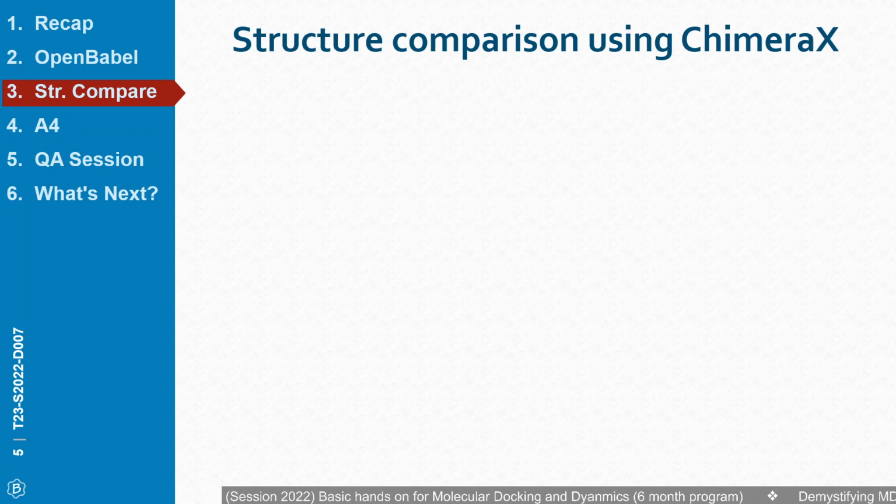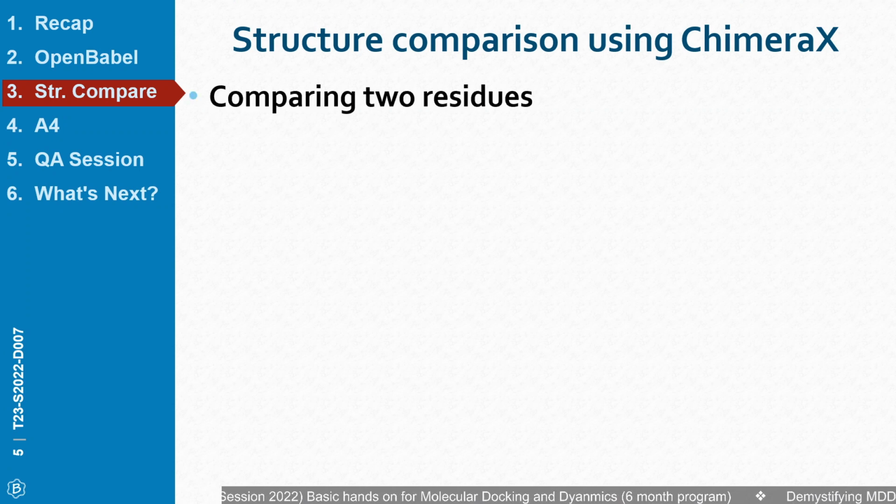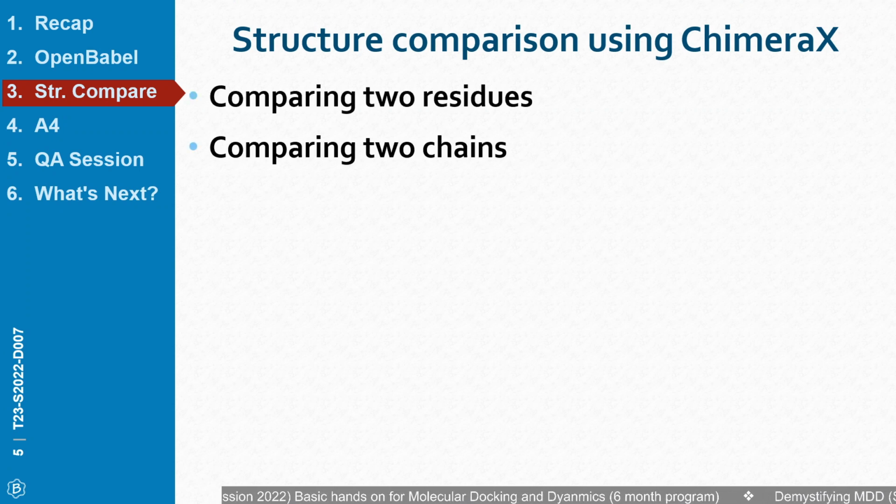Next we are going to compare structures. I have one question. Suppose you have one random residue given, residue 1 and residue 2. How will you know that these two residues or amino acids are the same or different? What will be your approach? Can anyone answer me?